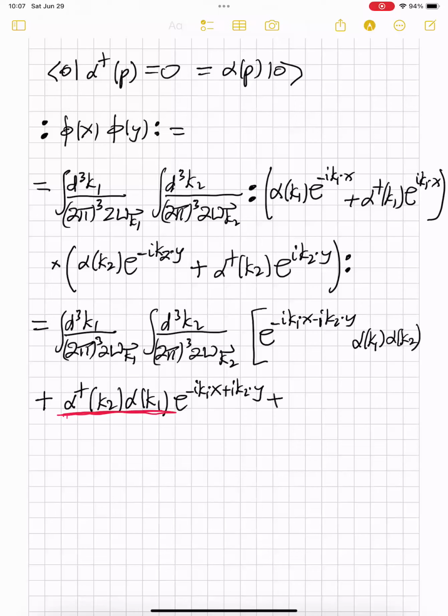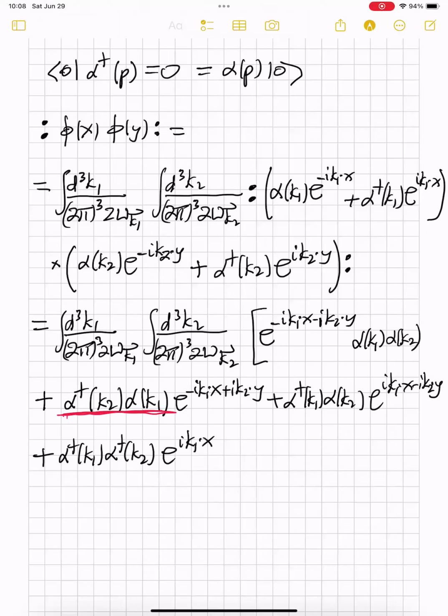Then plus, now let's multiply the inner terms. Well, that's alpha dagger of k1 times alpha of k2. Well, that's fine. That's correctly normal ordered. So we don't need to swap that order at all. We'll have e to the I k1 dot x minus I k2 dot y. And then the final term is an alpha dagger times an alpha dagger. And once again, there's only creation operators. So this is indeed normal ordered. So let's just write down that final term, e to the I k1 dot x plus I k2 dot y.